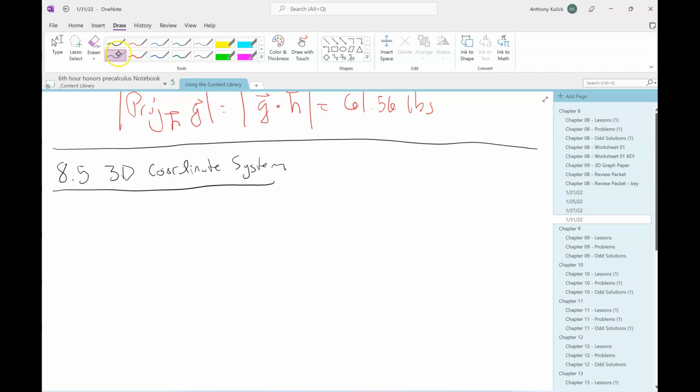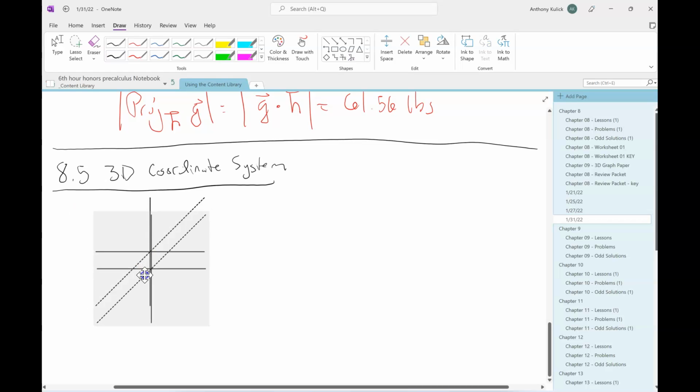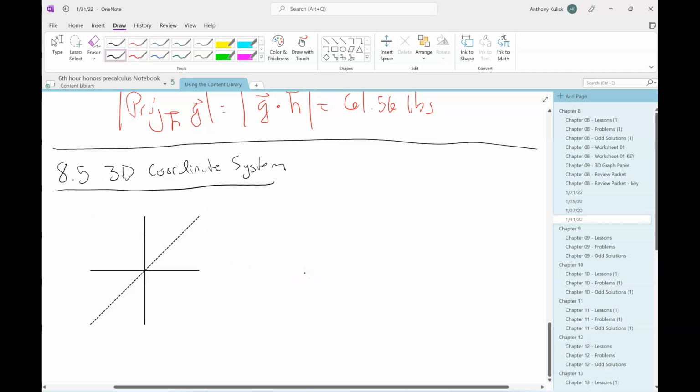Okay, so in section 8.5, we're going to be introduced to the three-dimensional coordinate system. As the last half of chapter 8, we're going to start dealing with things in 3 dimensions. So when we talk about the three-dimensional coordinate system, we have 3 axes. We have an x, y, and z axis. So our three-dimensional coordinates, our axes look like this.